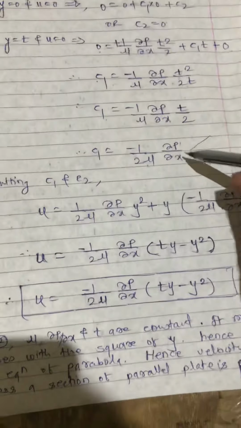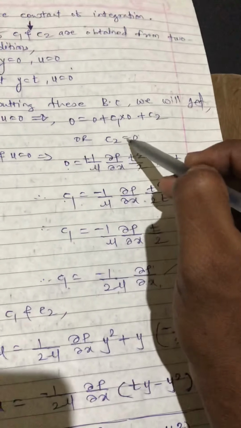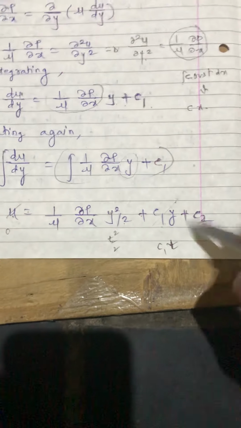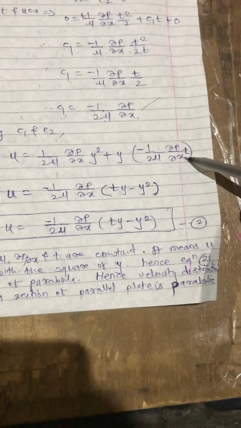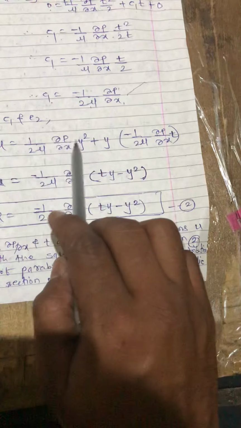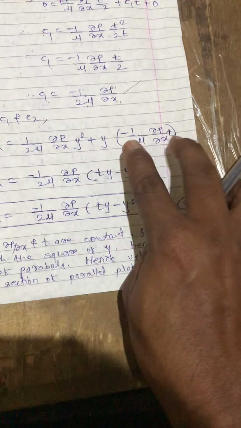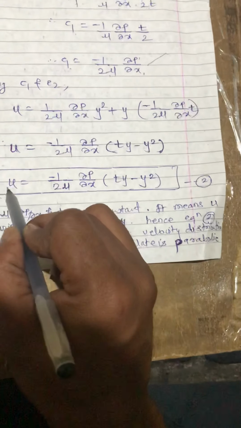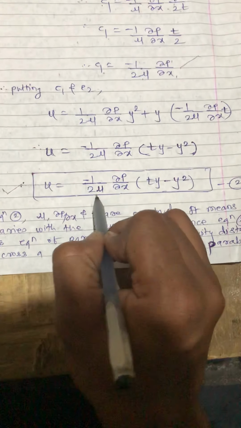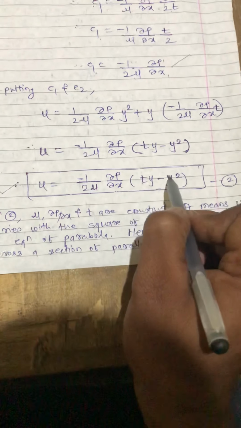So put the value of c1 and c2 into this equation, and we will get the velocity distribution u. On putting the values of c1 and c2 into this equation, you will get velocity as 1 upon 2 times nu dou p by dou x into y square plus y times the value of c1, plus c2 which is 0. So finally we will get the velocity distribution u as u is equal to minus 1 by 2 times nu dou p by dou x into ty minus y square.